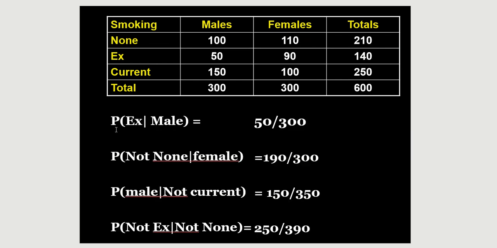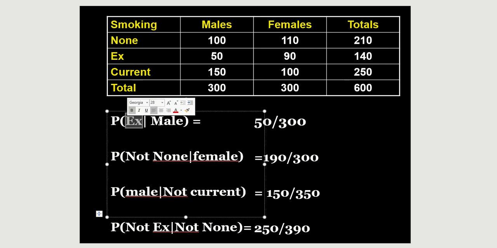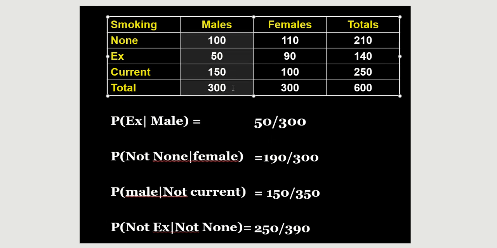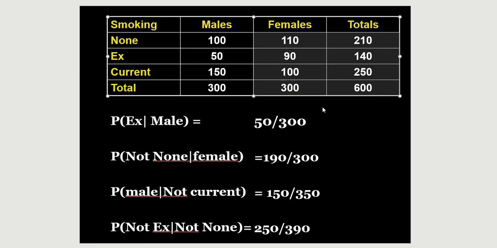So more questions. Probability of ex-smoker. The condition is male. So as I said, we always start with the condition. So you're only going to look at the males. When you look at the males, it means that your total now is 300. You ignore the females and you ignore the total.